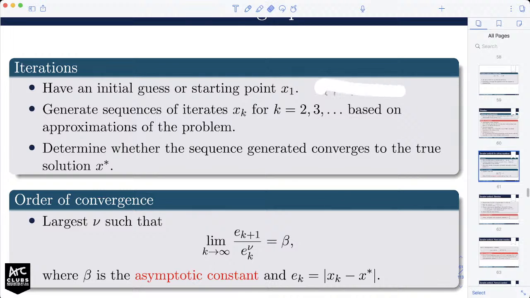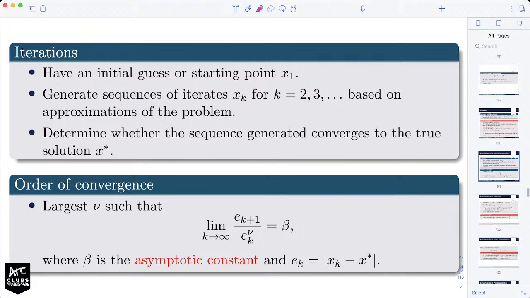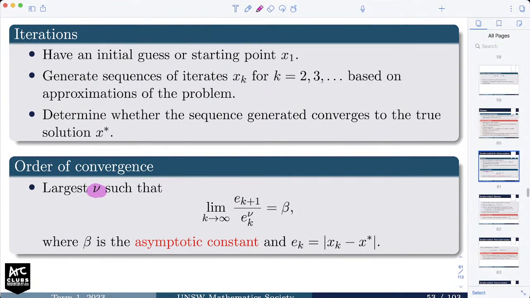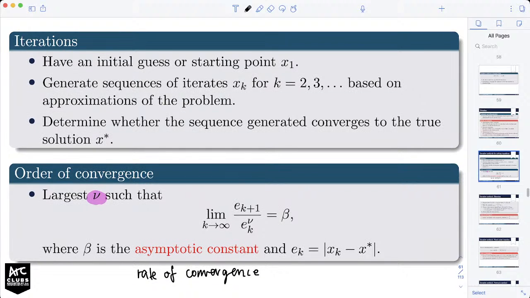One of the important things that we want to take away from this topic is our order of convergence. Our order of convergence is our largest value here, such that this holds. I'm missing the absolute value sign, so you can see that here. And this beta here is what we call our asymptotic constant. You might also see it called our rate of convergence. I think it is more commonly referred to as our rate of convergence. We're going to notice our different methods have different orders of convergence, which you also need to be familiar with.